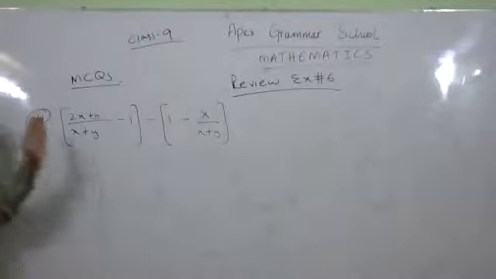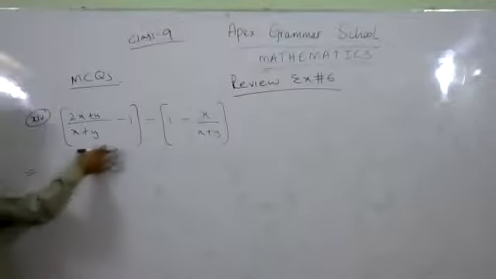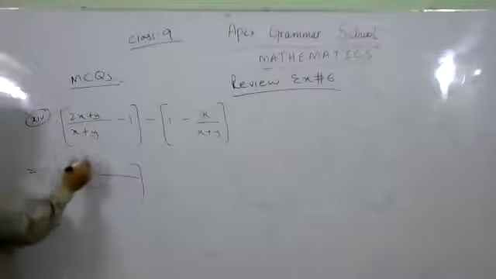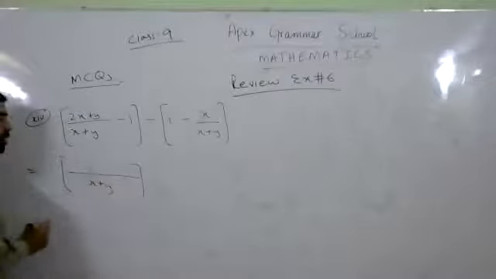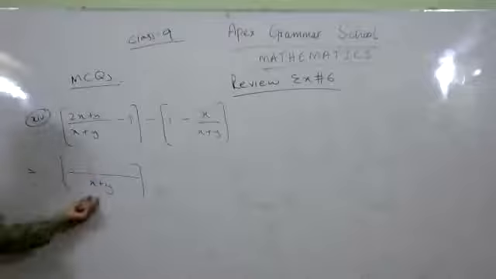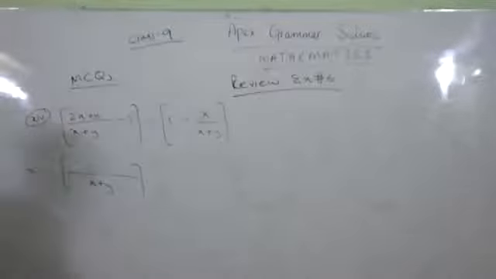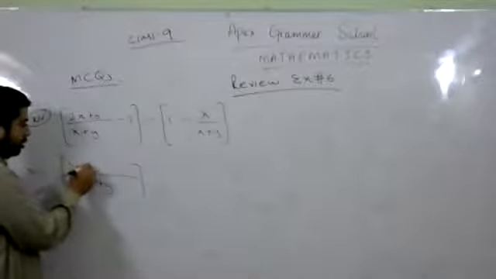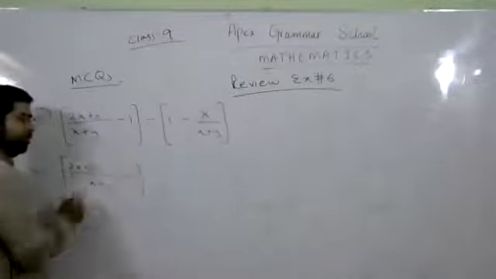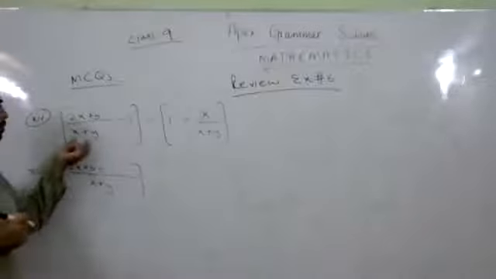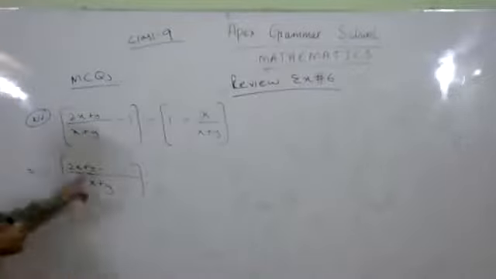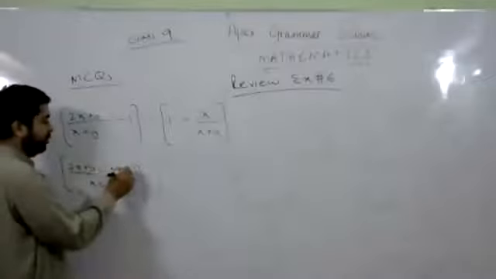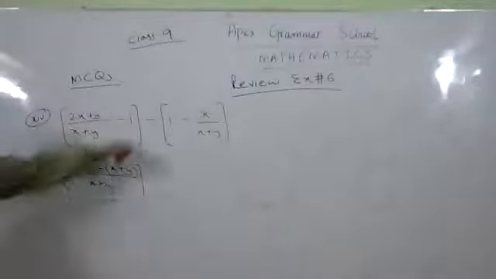Now we need to solve this. First, for this bracket, you need to take the LCM. LCM is x plus y. This x plus y will cancel to this x plus y, and you are left with only 2x plus y. After that, negative sign. And then x plus y will multiply to this one, but after the multiply sign, we need to write it all within brackets: x plus. After that, divide sign.